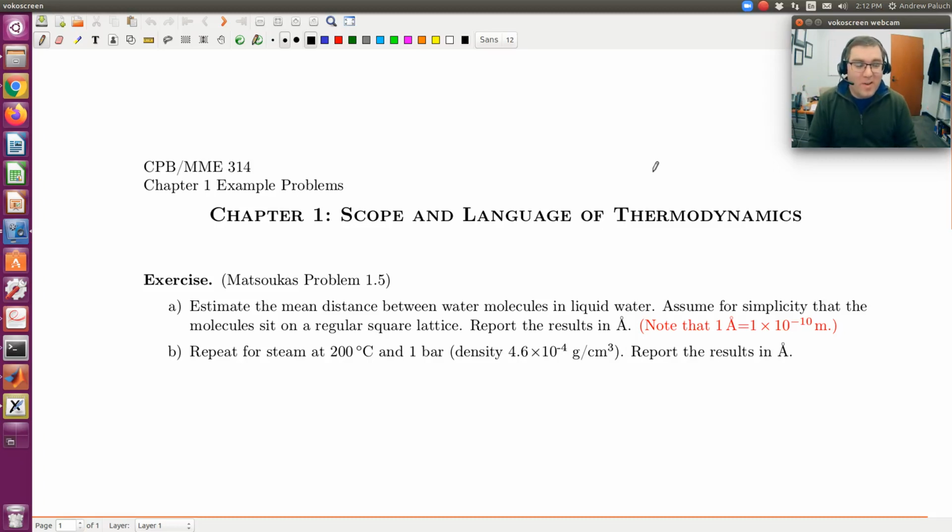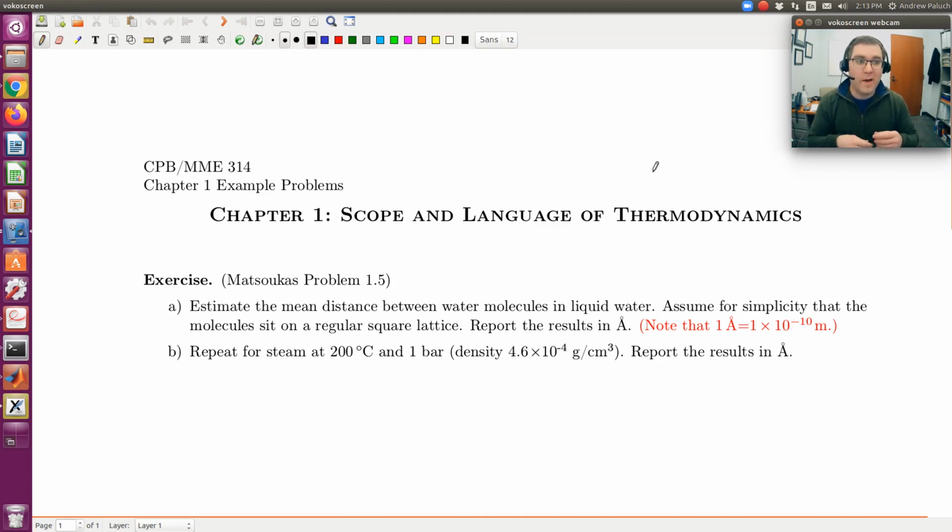All right, let's take a look at our third example from chapter 1. So example 1 was mainly dealing with unit conversions. Example 2 dealt a lot with unit conversions, but trying to get a sense of how fast molecules are moving all around us. And now in example 3 here, we're going to deal some with unit conversions, but trying to get a sense for how far apart molecules are in liquid versus vapor phase.